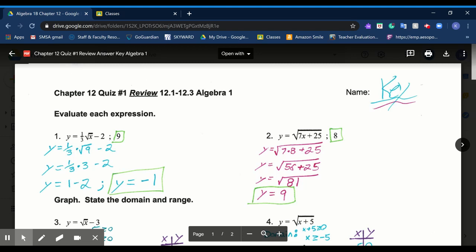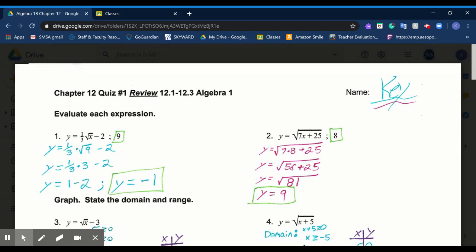But in the first two problems, it just asks us to evaluate each expression, which means solve based on the information. So we're going to take the number after the semicolon in the first problem, 9, and plug it in for x, and then follow the order of operations to get y. And then in number 2, we'll be plugging 8 in for x, and then following the order of operations as you can see below to get y equals 9.